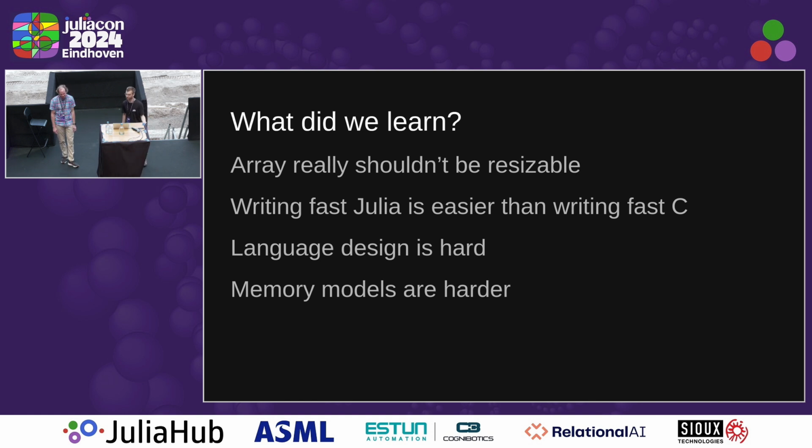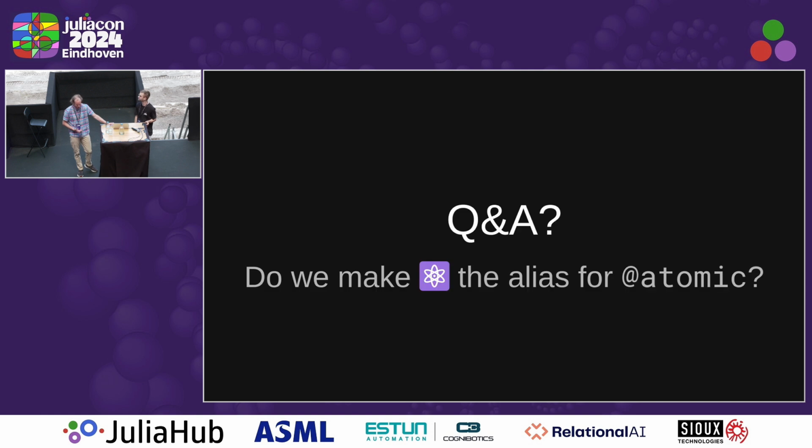And finally, memory models are hard. It's really hard to define what it means to store things into memory. What do you expect when you store it into memory, and how do you explain to the compiler what your intent is as users? So with that, we can go to Q&A.